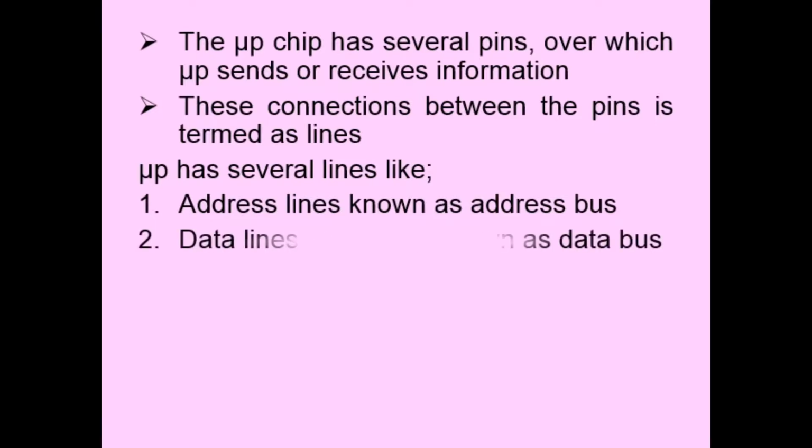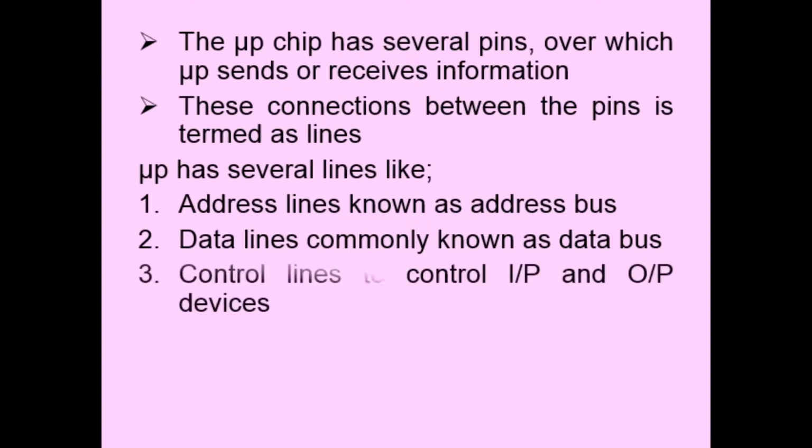The next one is called the data line, which is commonly called the data bus. As I already told, lines represent a bus. A combination of lines is called a bus. Now what is the purpose of the data line or data bus? The function is to transmit the data from the microprocessor to other components, or from other components back to the microprocessor. That is the function of the data bus.